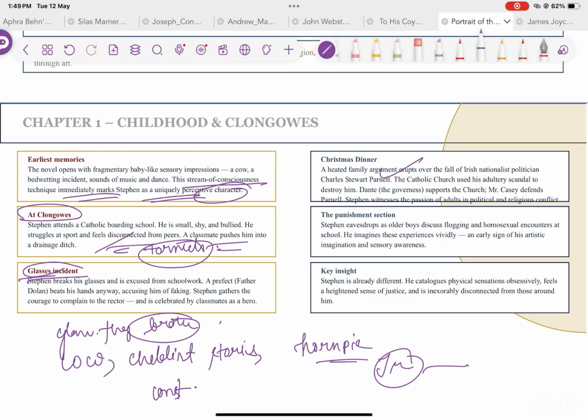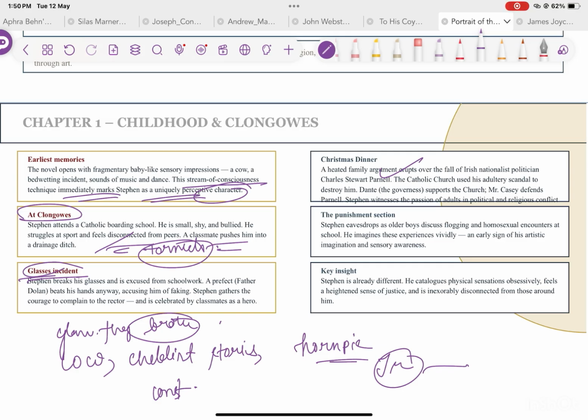So during the Christmas dinner, a heated argument takes place about the scandal surrounding Charles Stewart Parnell. While Parnell is greatly admired, his aunt Dante tells that he was found in a very compromising adulterous position.